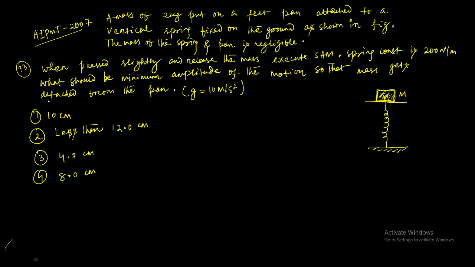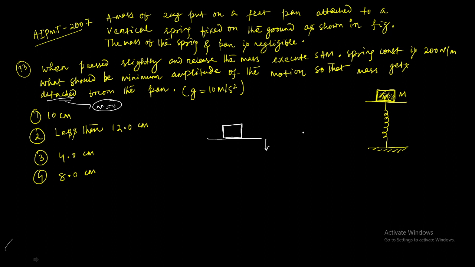So detached means what? That means normal is going to be 0. If something is lifting from the pan, it means there is no normal force existing now. So let's say this is your flat pan, and on it the mass is there. This mass is going to lift up only when the pan is at maximum position and it is moving down. Got it or not?